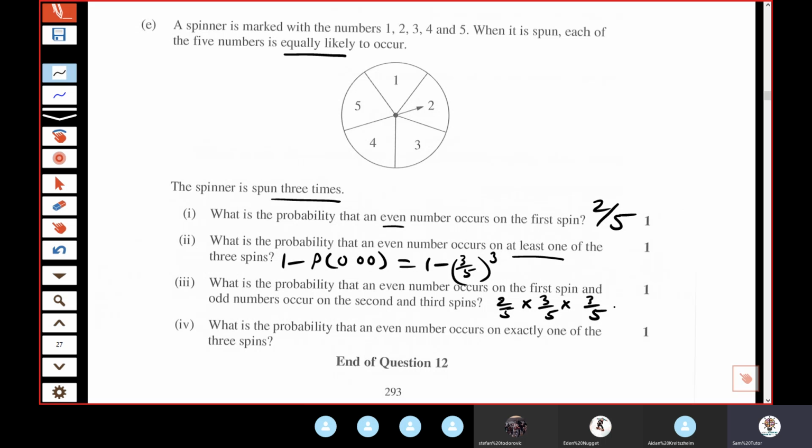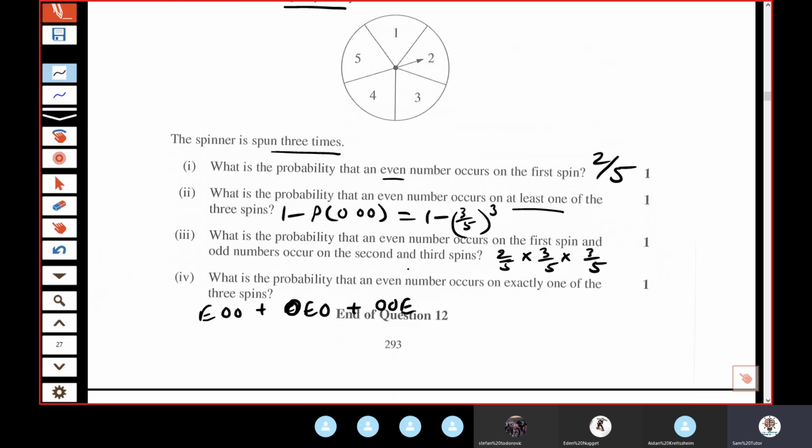What is the probability that an even number occurs on exactly one of the 3 spins? That means even, odd, odd, plus odd, even, odd, plus odd, odd, even. So only one time. So one more time. Even, odd, odd, plus odd, even, odd, plus odd, odd, even. True? Only one time. Well, isn't that 2 out of 5 times 3 out of 5 times 3 out of 5, whatever we just found, and then you're going to do that 3 times? So isn't that just the answer we found in triple I times 3?